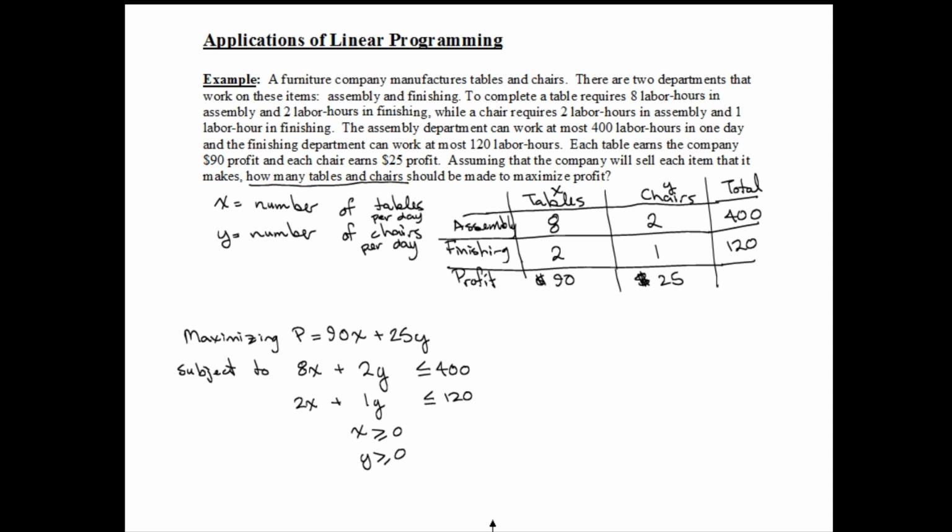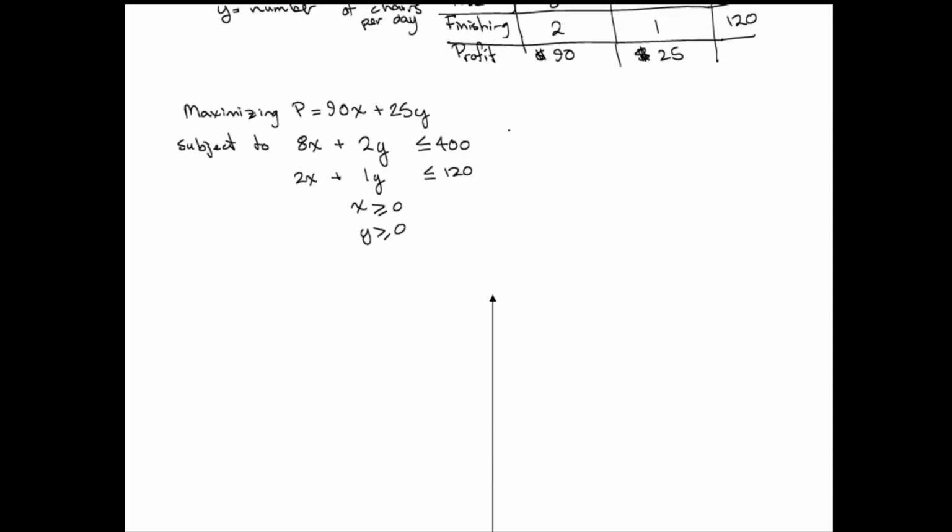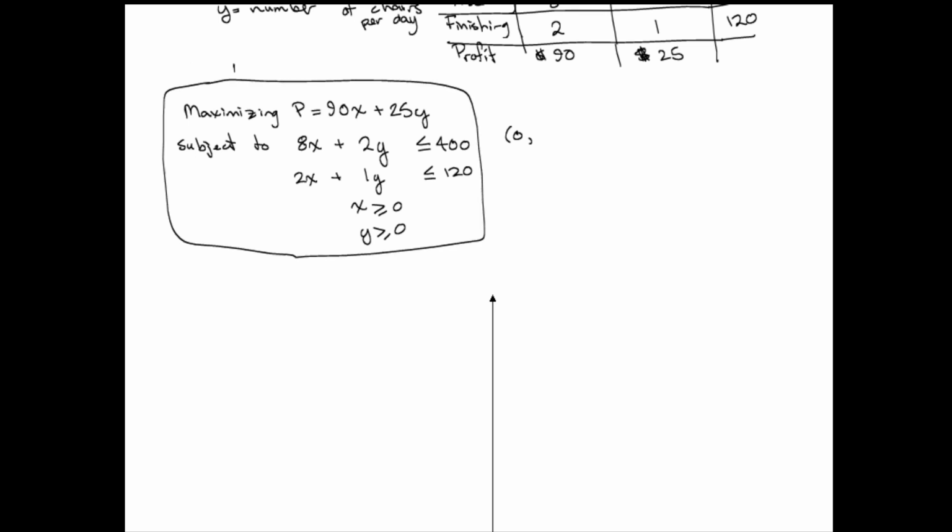So now what we want to do is we want to graph all these lines. So we look at this first one. We want to find the x and the y intercepts. We set x equal to 0. Let's go ahead and box this in so that we can find it. This is our mathematical model.